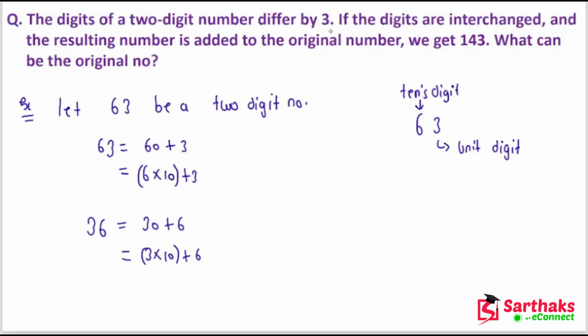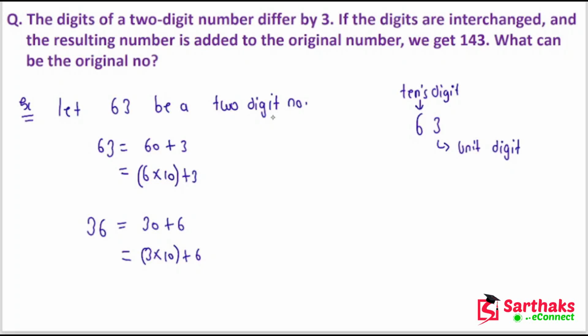It is saying difference, so it is not telling that either the unit digit is greater or tens digit is greater, right? So we just know that the difference is 3. So you can take either one to be the unit digit or the tens digit. It will not make any change and you will get the same correct answer. Now it simply says if the digits are interchanged, whatever digits you have chosen, you are interchanging those digits like this, and the resulting number is added to the original number. That is 63 is added to 36. You are getting 99.